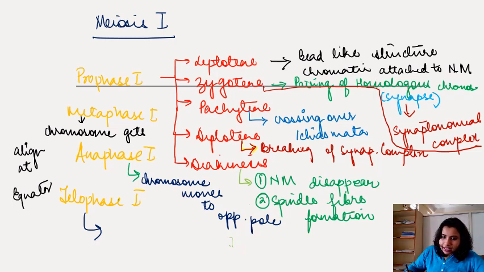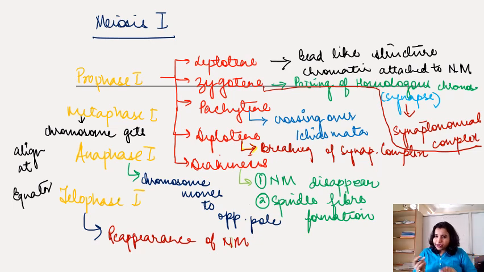You can say in case of telophase 1, there is a reappearance of the nuclear membrane, and the spindle fiber disappears. Now after telophase, there will be cytokinesis. The cell will divide into two daughter cells, right? So that is all about meiosis 1.